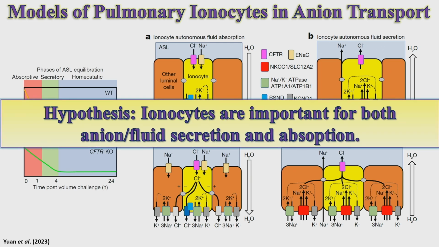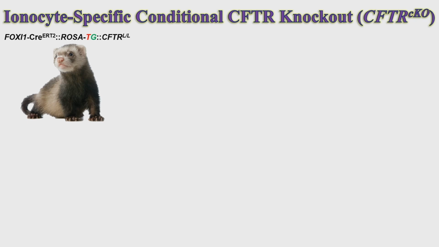And based on all these previously published papers, our hypothesis is that ionocytes are important for both anion and fluid secretion and absorption. In order to test our hypothesis, we deleted CFTR specifically in ionocytes by using triple transgenic ferrets expressing FOXI1-CreERT2, ROSA-TG, and floxed CFTR.